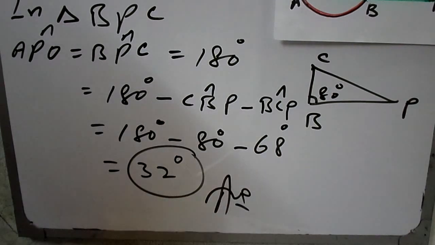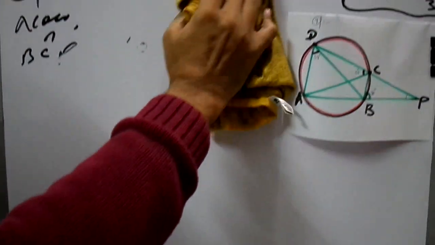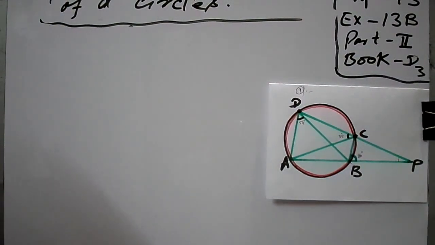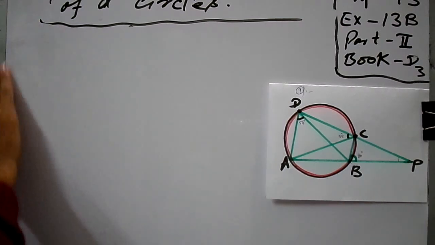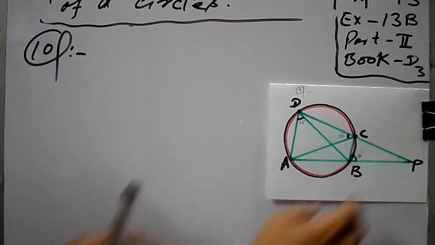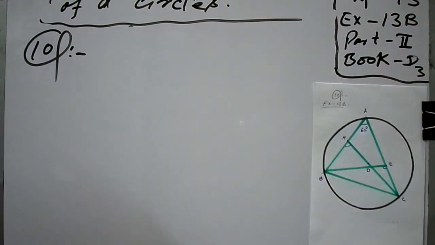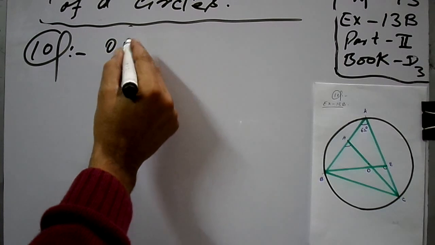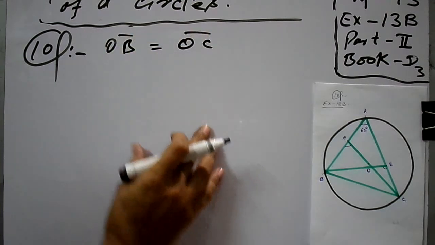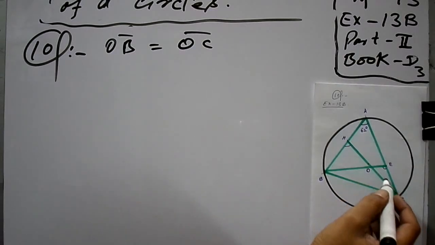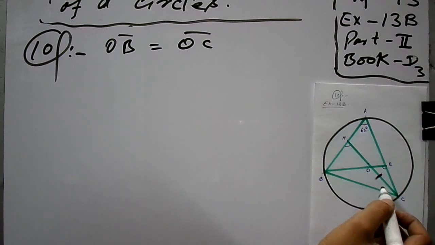Now coming to question number 10. In question number 10, you can see again a diagram. If you read the statement, we have to find the values of BHC and BEC. From the diagram it is clear that side OB is equal to OC, that is your O and that is your C. This one is OC, and that is your OB.